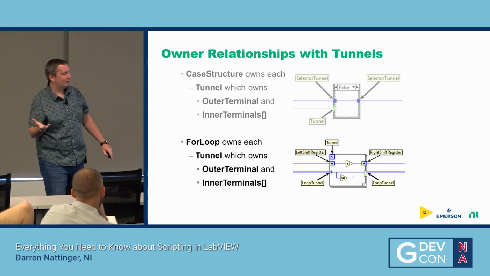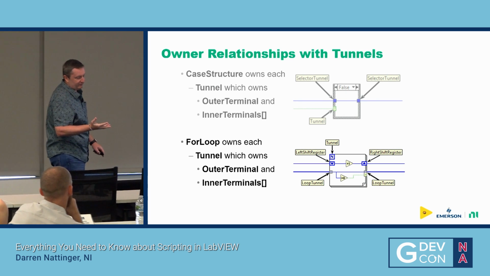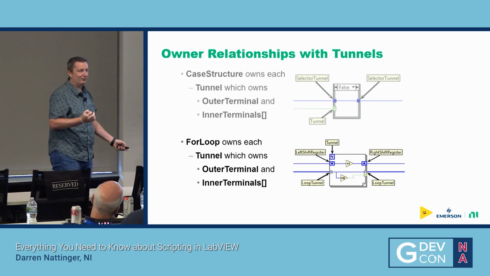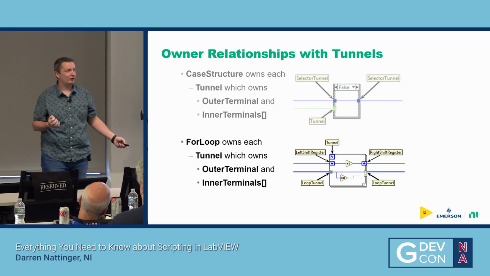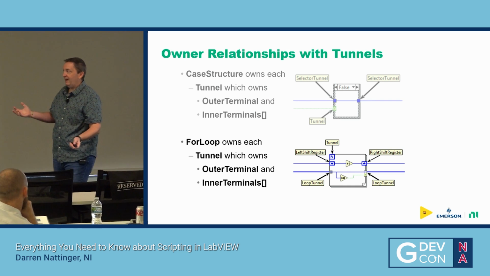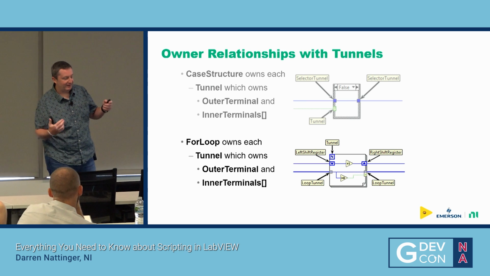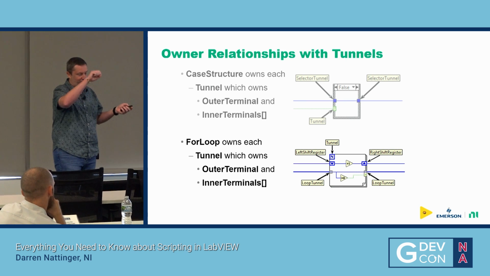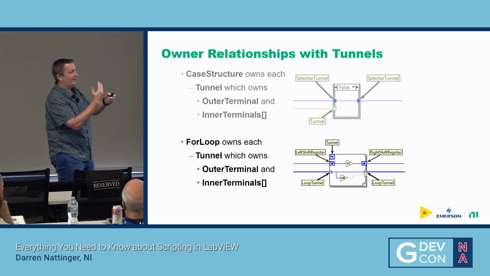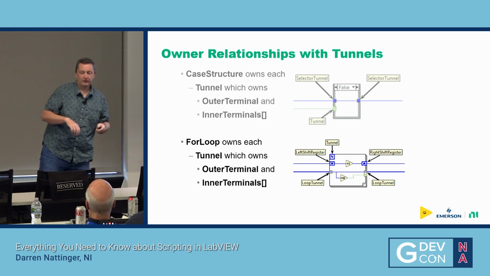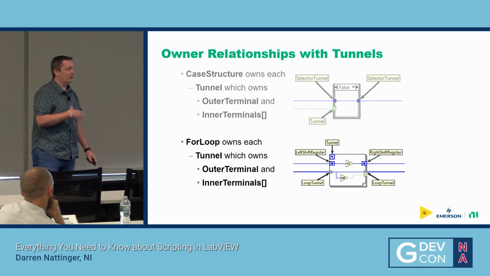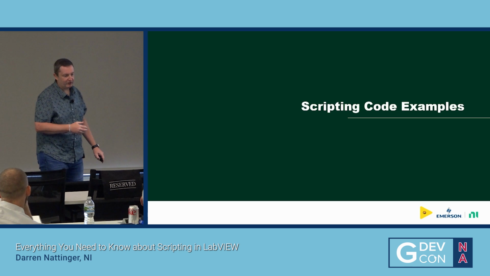Here's a for loop also with a bunch of tunnels. Now, a shift register is not a tunnel, right? Well, in the VI server class hierarchy it is. The shift register inherits from the tunnel. So we've got 5 tunnels on this for loop, and a couple of them are shift registers, and a couple of them are loop tunnels, and then there's the in terminal as well. And remember, tunnels are owned by their structure, and then each tunnel has outer terminals and inner terminals. So I wanted to throw that in there. That's another sticking point when people start writing scripting code and trying to figure out all this tunnel stuff. Got to look out for that.